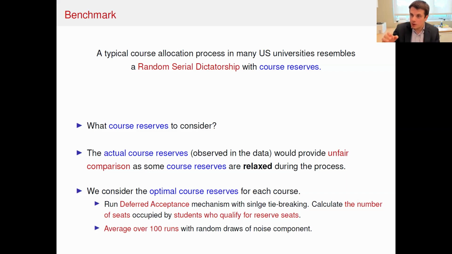So basically, we run deferred acceptance, calculate the number of students who qualify for reserves, and this is the number ideally would be set. Since it can be random from run to run, we take the average, and this is the optimal course reserves. This should be done if we use the past data on the enrollment. So whenever you see a comparison, it is not over the actual mechanism, but a better version of random serial dictatorship with course reserves.